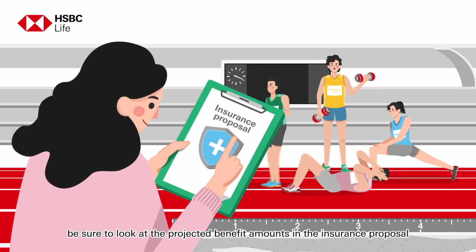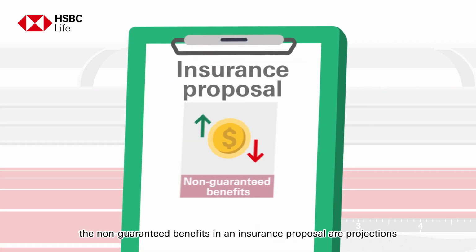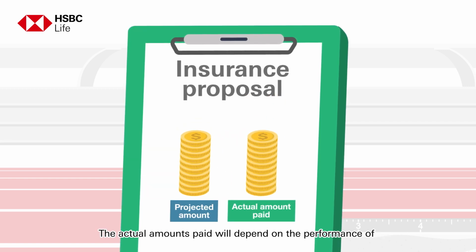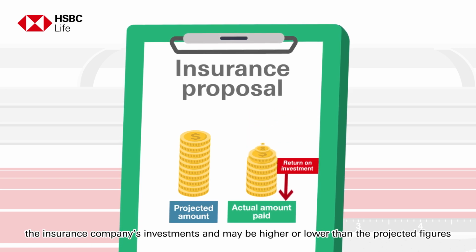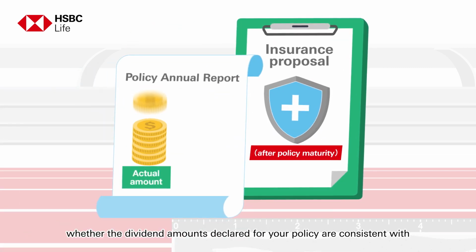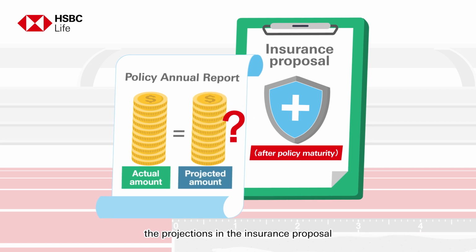When considering an insurance plan, be sure to look at the projected benefit amounts in the insurance proposal. But keep in mind, the non-guaranteed benefits in an insurance proposal are projections. The actual amounts paid will depend on the performance of the insurance company's investments and may be higher or lower than the projected figures. So how do you determine whether the dividend amounts declared for your policy are consistent with the projections in the insurance proposal?